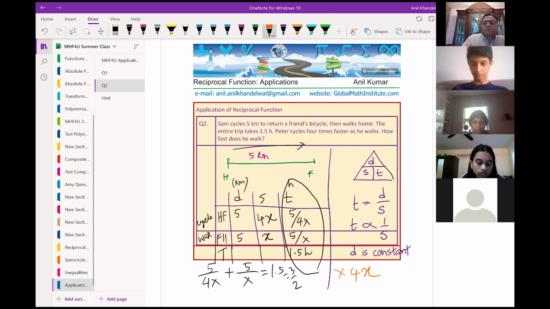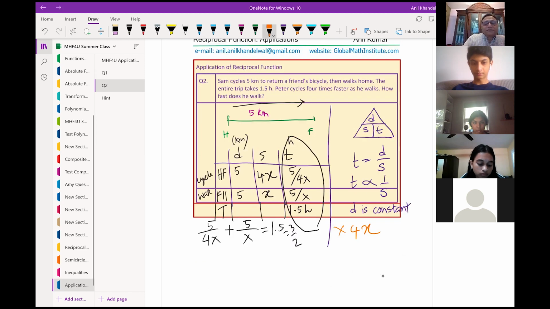Then what do you get? The 4x cancels here, so you get 5, plus 4 times 5, 20, the x and x will cancel, equals 2. If you multiply by 4x here, the 2 will cancel. You get 2, 6x.